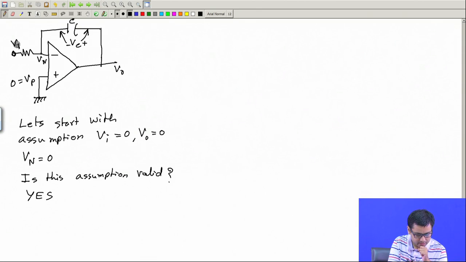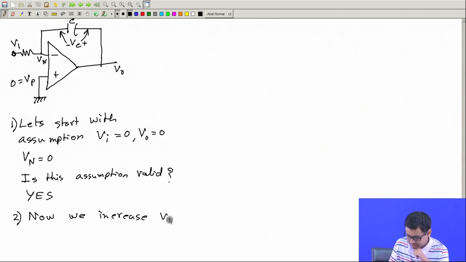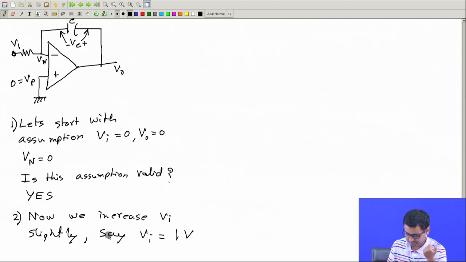Now say I increase Vi. So this is step 1, step 2, now we increase Vi slightly. Say Vi is equal to a small voltage, 1 volt. If we increase this slightly, then what will happen?